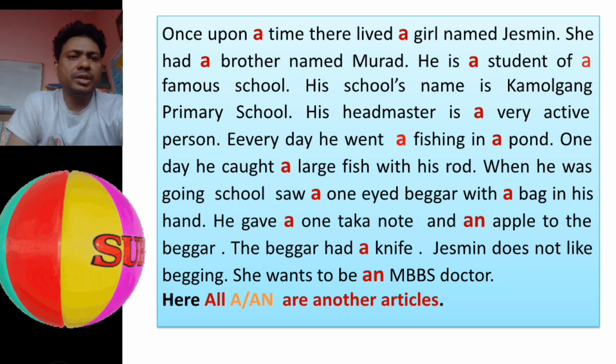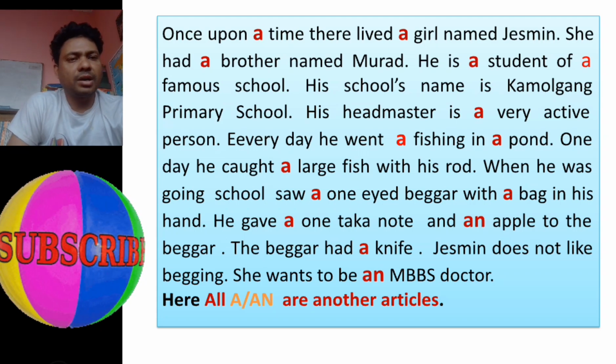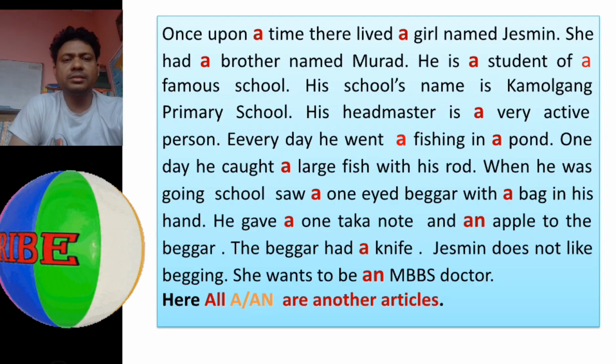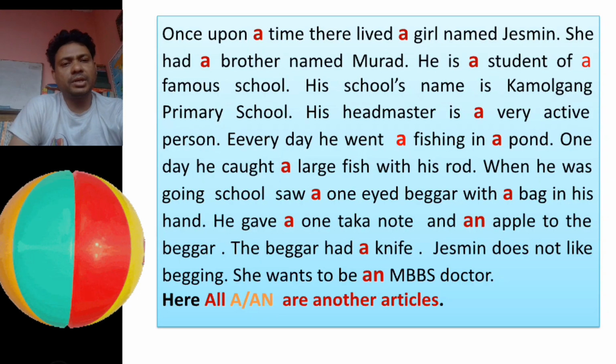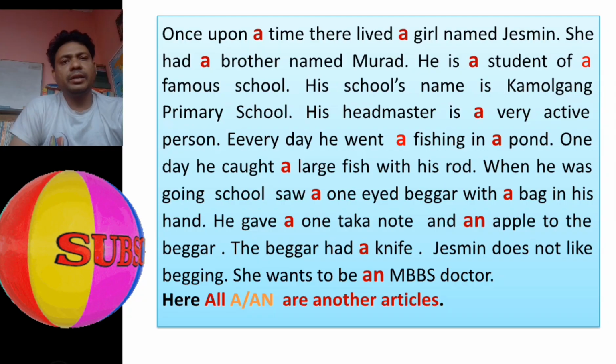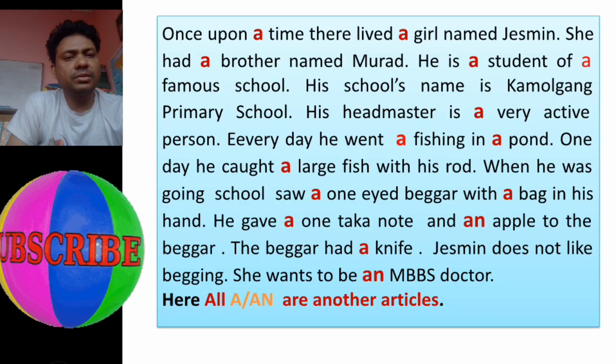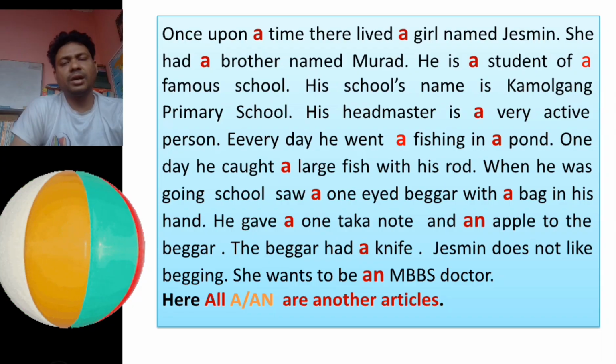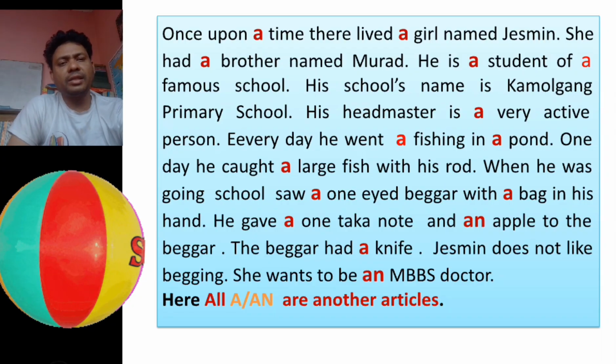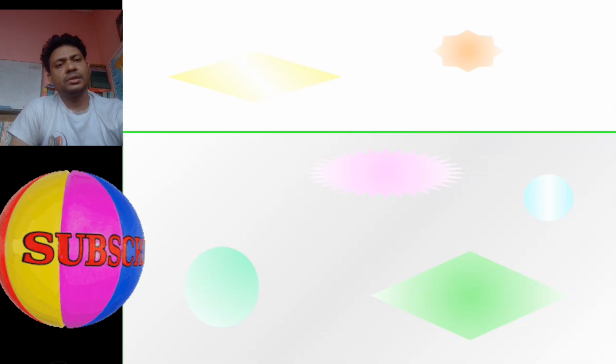When he was going to school, he saw a one-eyed beggar with a bag in his hand. He gave a 1 taka note and an apple to the beggar. The beggar had a knife. Jasmine does not like begging. She wants to be an MBBS doctor. Here, all the A and AN are other articles.